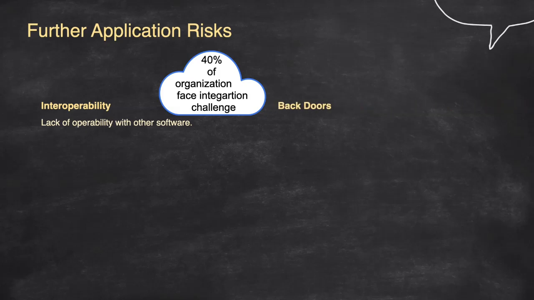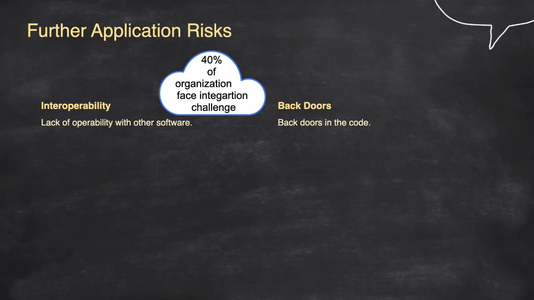Next, we'll talk about the backdoor. Friends, a backdoor is a hidden vulnerability or secret access point that can allow unauthorized access to an application. If backdoors are not properly secured or are left in code after development, attackers can exploit them to bypass security measures.